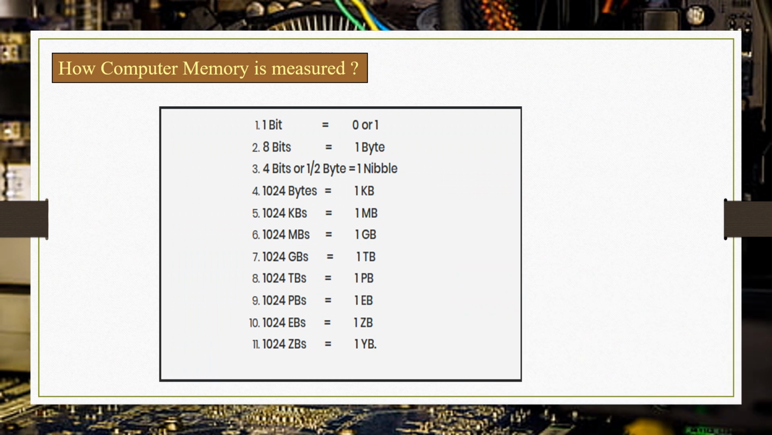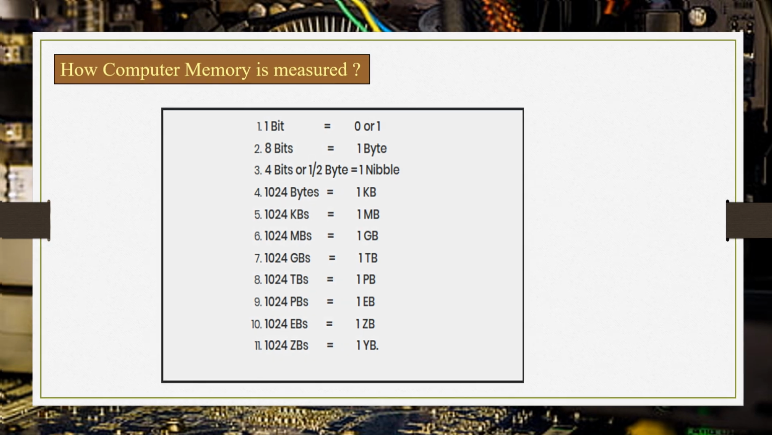How is computer memory measured? We can have various units of memory like bytes, kilobytes, megabytes, etc. Let us look into that. 1 bit is equal to 0 or 1, 8 bits is equal to 1 byte, 4 bits is equal to 1 nibble, 1024 bytes is equal to 1 kilobyte, 1024 kilobytes is equal to 1 megabyte, 1024 megabytes is equal to 1 gigabyte, 1024 gigabytes is equal to 1 terabyte, 1024 terabytes is equal to 1 petabyte, 1024 petabytes is equal to 1 exabyte, 1024 exabytes is equal to 1 zettabyte, and 1024 zettabytes is equal to 1 yottabyte.